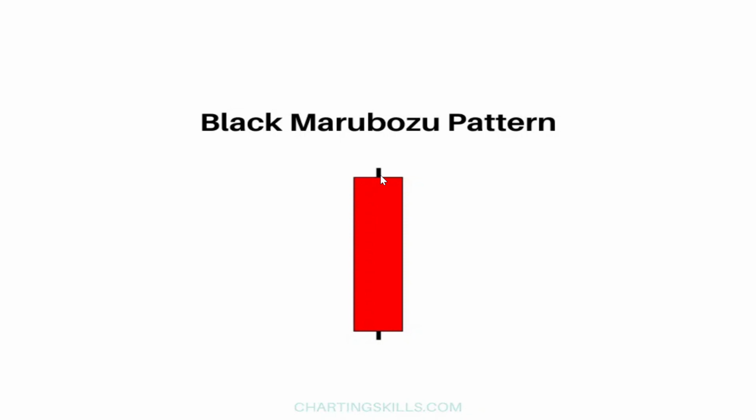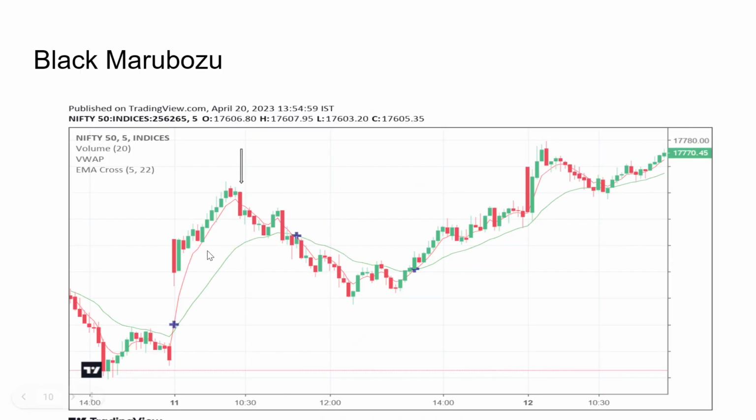So let's see the example. Nifty is in uptrend and at the top we are having a big Marubozu candle. So it indicates the selling pressure. So then the trend is reversed.